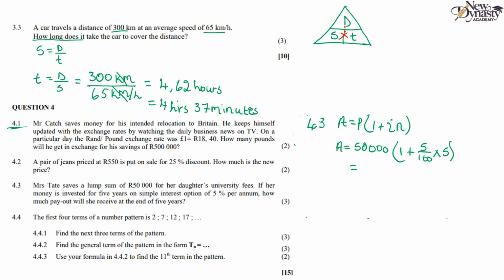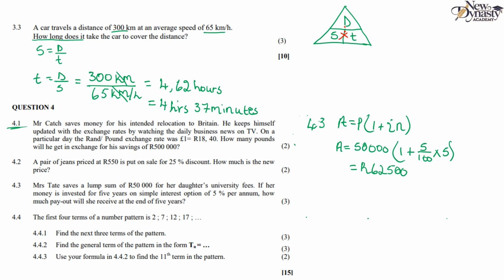Then we get the value of, you should always give that in your currency in rands, and that is going to be 62,500, sorry. So that's how you do the simple interest.